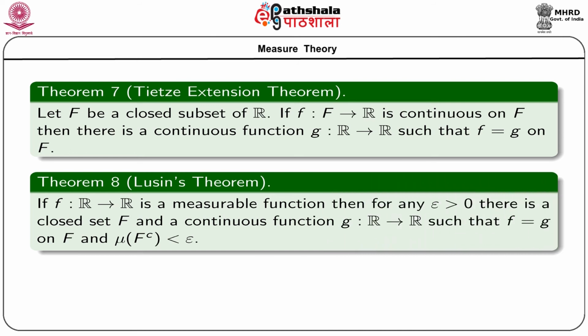So, we have now the very important theorem, Lusin's theorem. It states that if f from R to R is a measurable function, then for any epsilon greater than 0, there is a closed set capital F and a continuous function g from R to R, such that f is equal to g on capital F and the set F complement has measure less than epsilon. So, this shows that a measurable function is nearly continuous. We now start the proof.